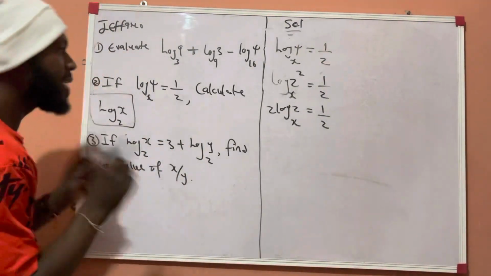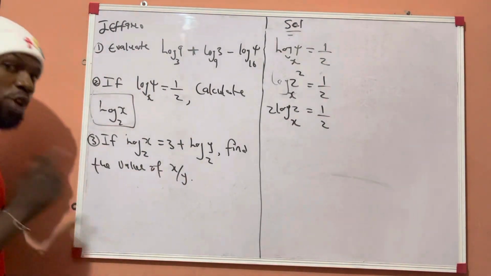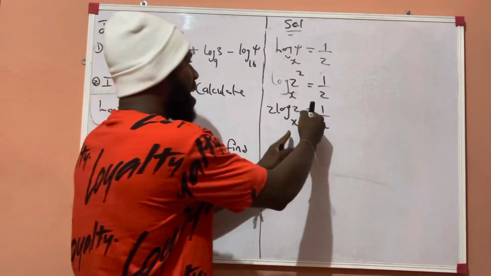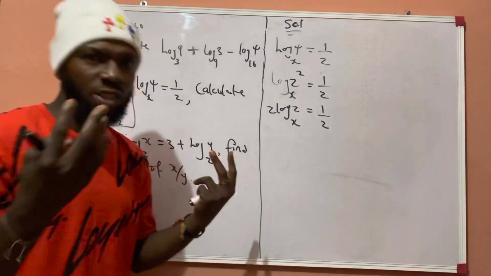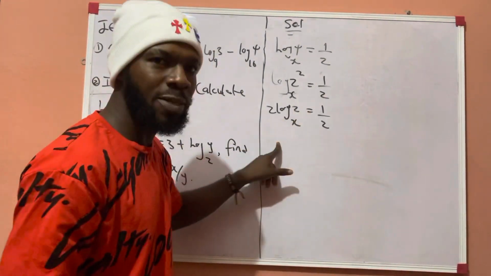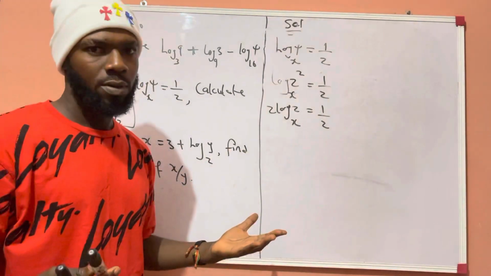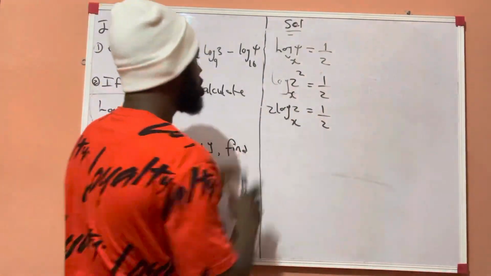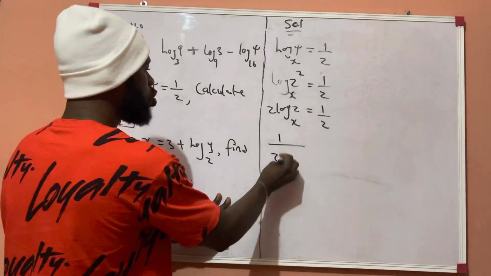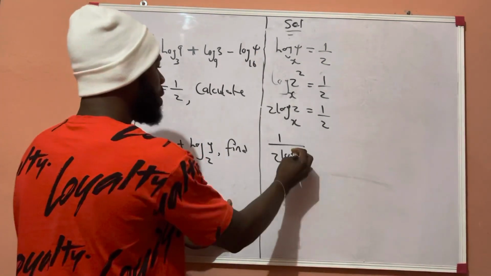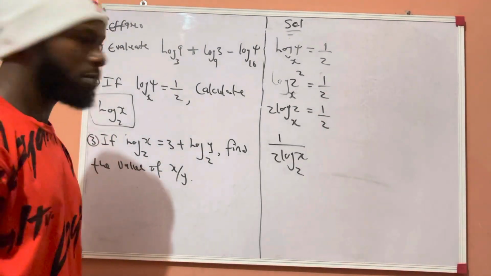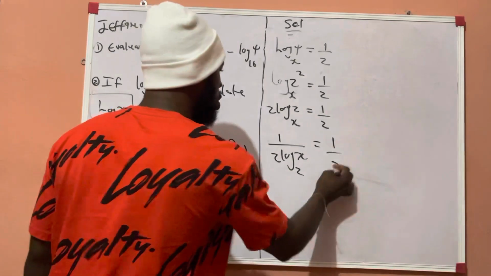Now, what they said we should calculate is log x base 2. But what we are having here is log 2 base x. Now, we just said it. How can I make x become the number and 2 become the base? Reciprocal law. So when I reciprocate this law, it becomes 1 over, when it comes down, 2 log, now x becomes the number and 2 becomes the base, equal to 1 over 2.